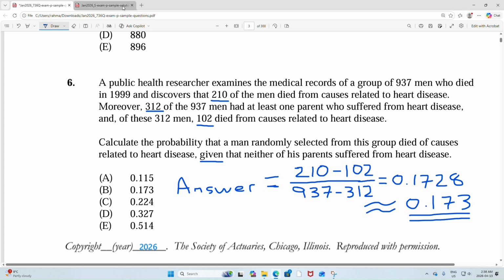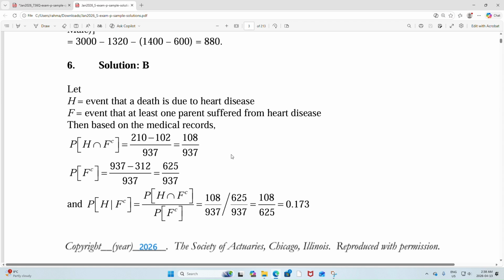Now, I just want to point out that in the solutions that they give, the solution here is very similar, except they're dealing strictly with probabilities. I'm dealing with the number in this set here, H intersect F complement. So I'm just dealing with this. And the same thing here. I'm just dealing with the number of people in the group that are in F complement.